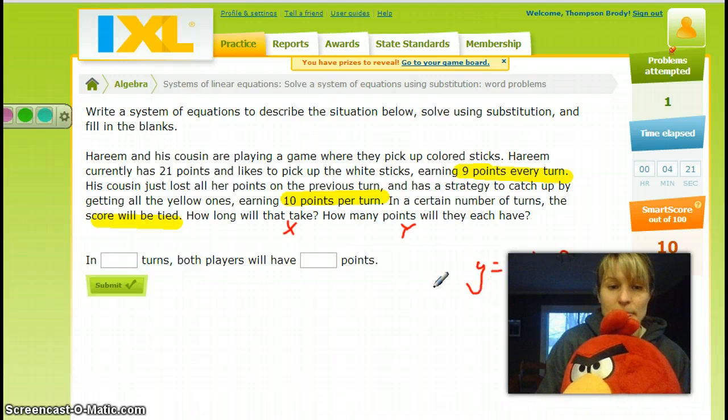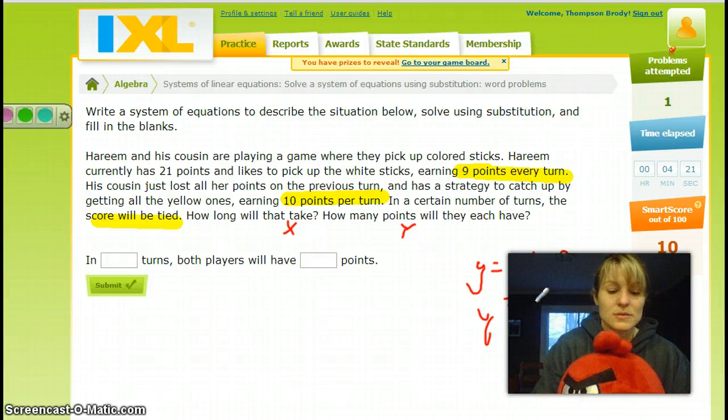It doesn't matter. His cousin lost all her points previous turn and has a strategy to catch up by getting all the yellow ones, earning 10 points per turn. Per turn, again, tells you that's a slope. So that's going to be y equals 10x. Sorry, 10x. You've got to get better on writing this.